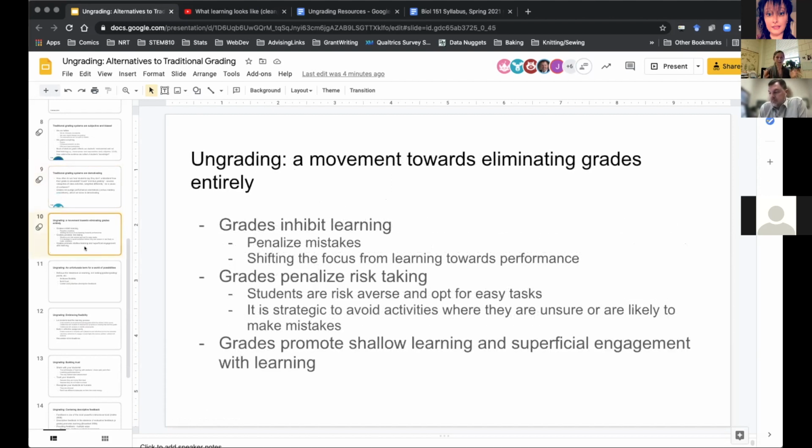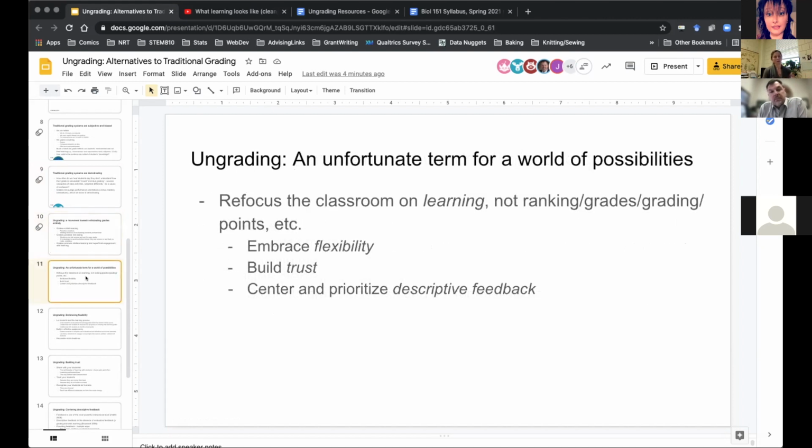So ungrading, how can that help us with this traditional grading problem? Ungrading is a movement towards eliminating grades entirely because of all the reasons that we've said before. Grades inhibit learning, they penalize risk-taking, and they promote shallow learning and superficial engagement with learning. Ungrading is actually, I think, an unfortunate term for a world of possibilities. But the goal here is to refocus our classrooms on learning, not on ranking, grades, grading, points, etc.